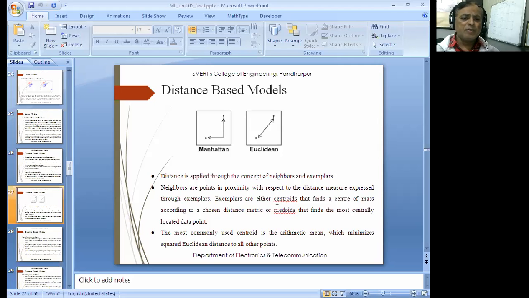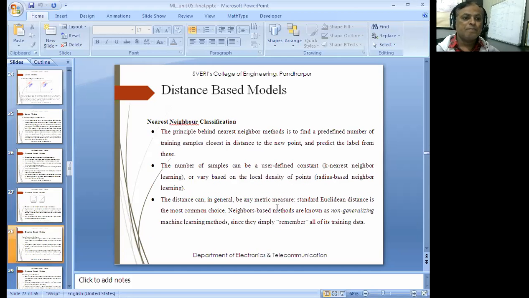It finds the center of mass according to the chosen distance matrix, whereas medoids, what does it do? That finds the most centrally located data points. So this is how the neighboring points can be calculated with the help of distance. The most commonly used centroid is the arithmetic mean, which minimizes the squared Euclidean distance to all other points. So if we talk about the centroid, the arithmetic mean is the best method.